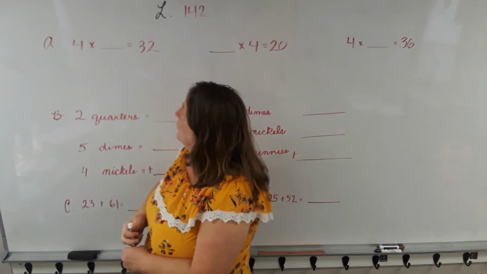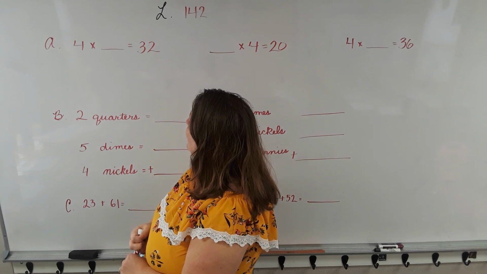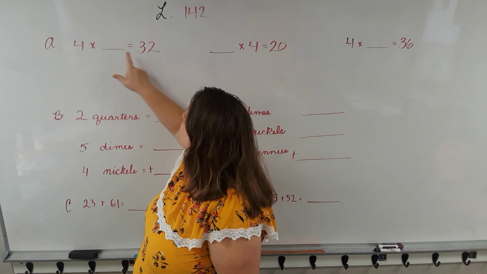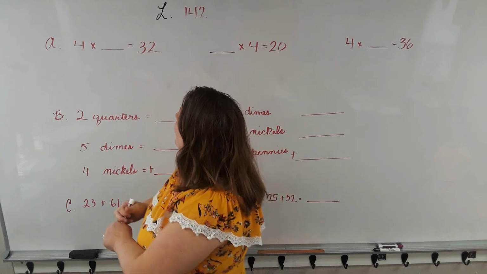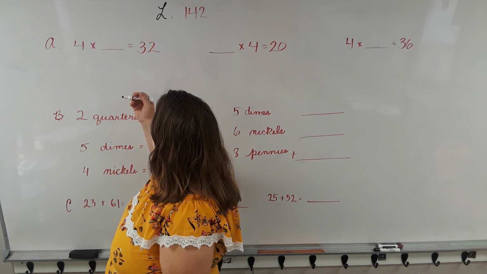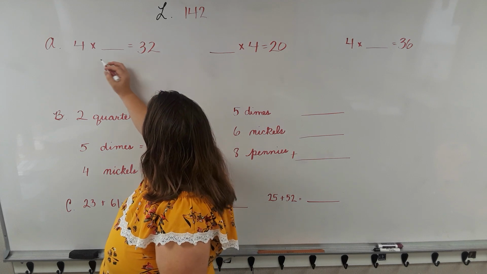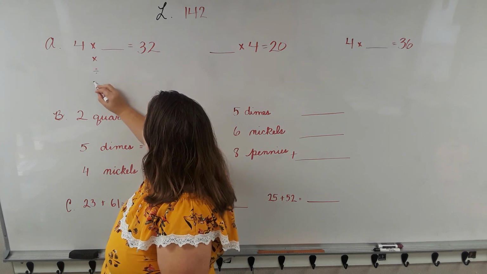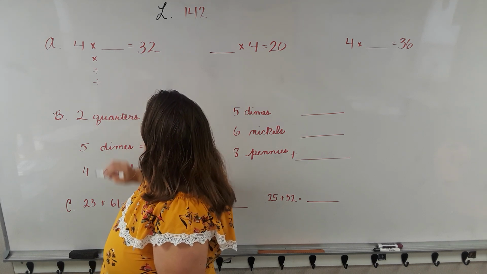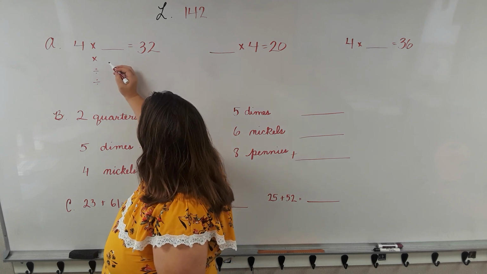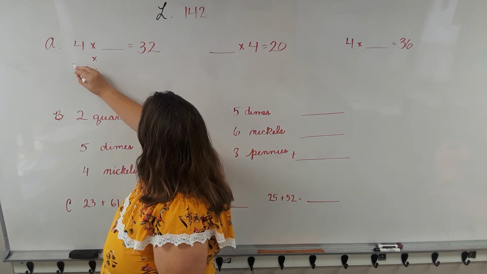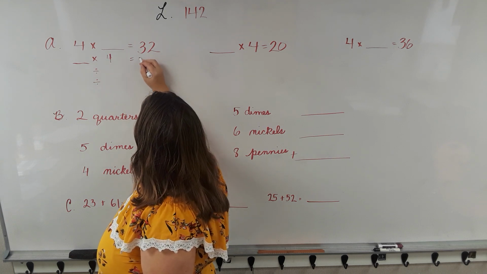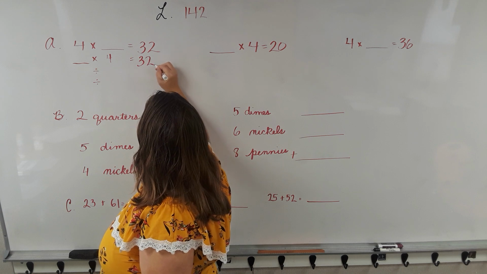So in order to find the missing factor, we could simply do the opposite of multiplying by 4 and divide by 4, and do 32 divided by 4. But I want to go through the entire fact family with you. So we know that there's 2 multiplication sentences and 2 division sentences in each fact family. We know that 4 times something is going to be something times 4, and it's going to equal the same product as 32.